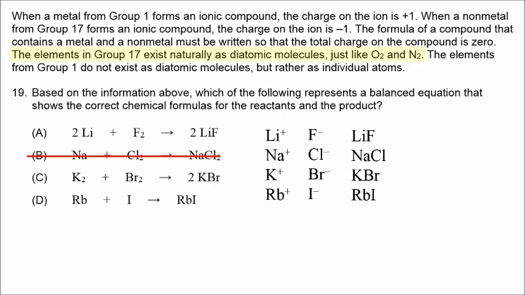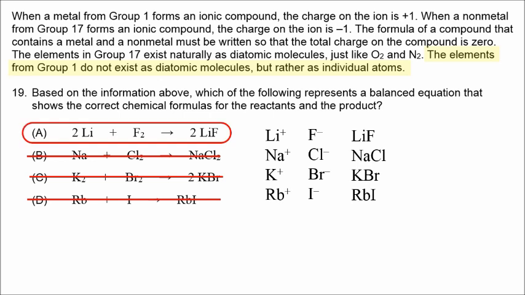We learned that the elements in group 17 exist naturally as diatomic molecules. So we can eliminate choice D since iodine is not written as I2 the way it should. We also learned that if you are in group 1, you naturally exist as just an individual atom, not as a diatomic molecule. So we can eliminate choice C because it writes potassium as K2, and that's incorrect. So the correct answer to number 19 is A.